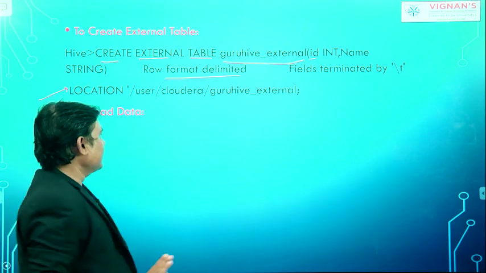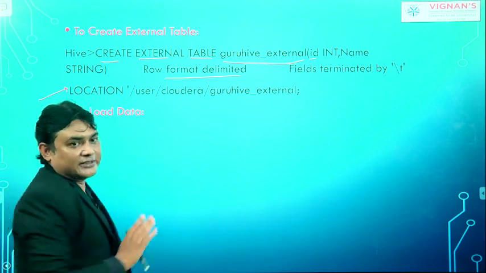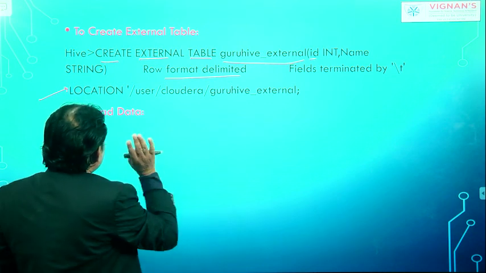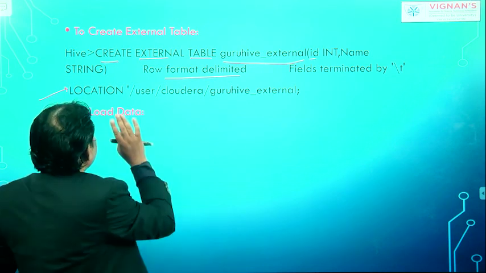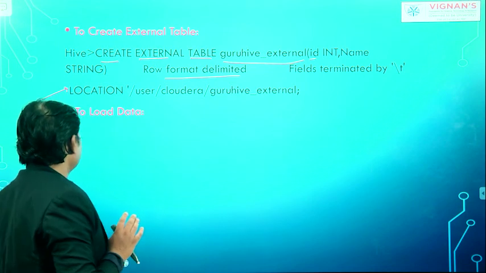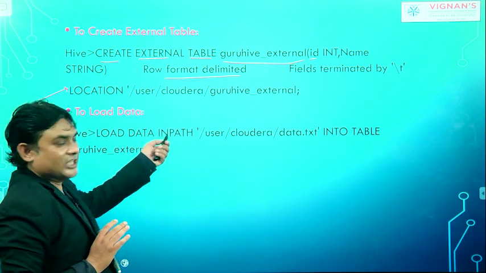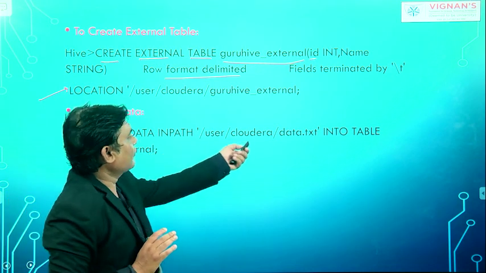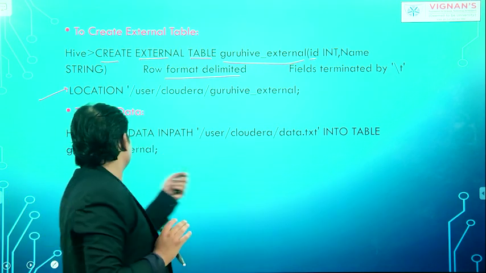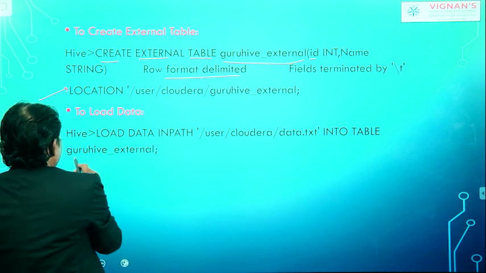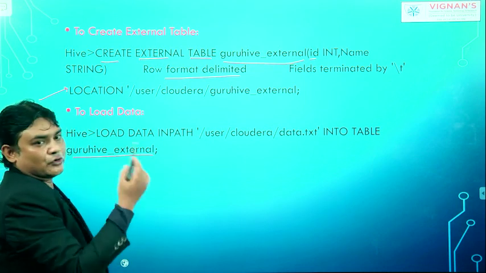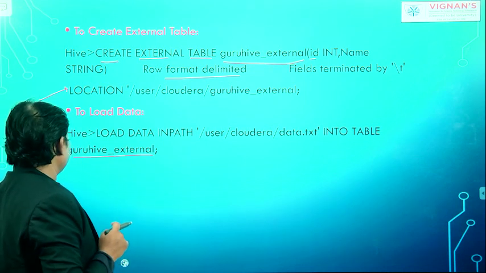But for the external table, you must specify the location. You must mention the location in the case of external table. And how to load data into the external table? The same thing. We have to load data in path /user/cloudera/data.txt into table name. What is the table name given? The Guru Hive external table name given. You are going to load the data. The data will be loaded.